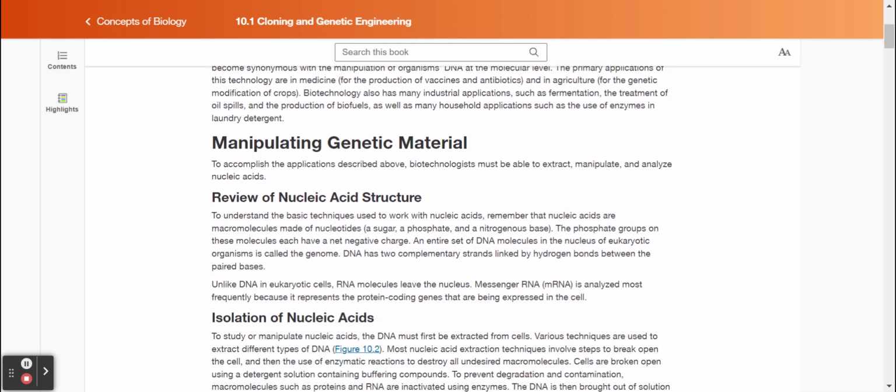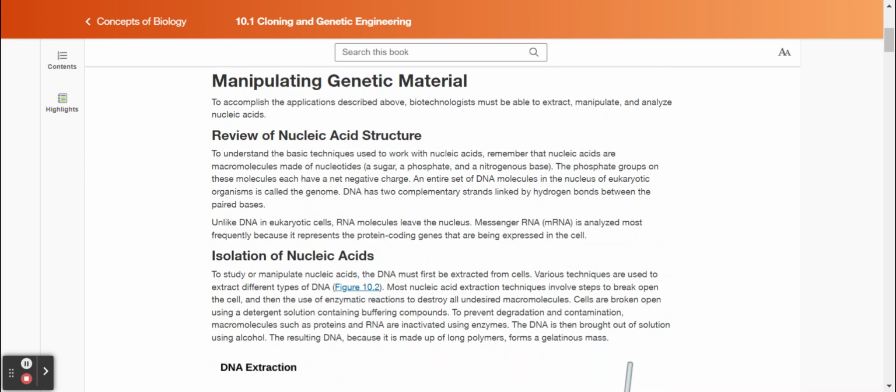Manipulating genetic material. To accomplish the applications described above, biotechnologists must be able to extract, manipulate, and analyze nucleic acids. Review of nucleic acid structure. To understand the basic techniques used to work with nucleic acids, remember that nucleic acids are macromolecules made of nucleotides: a sugar, a phosphate, and a nitrogenous base. The phosphate groups on these molecules each have a net negative charge.